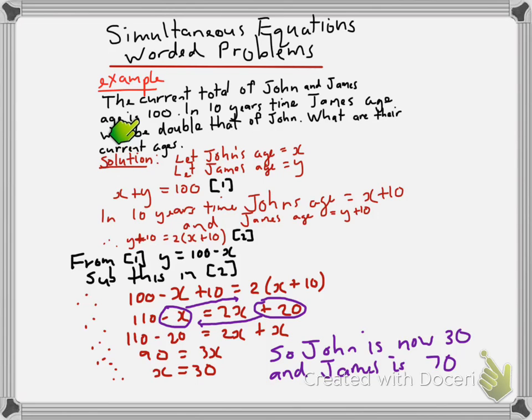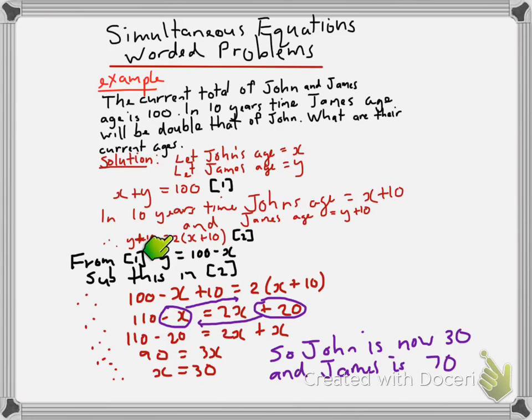Alright, let's just go back to the original part of the question. The current total of their ages is 100. We don't know what their ages are, so we're going to let John's age equal x, and we'll let James' age equal y. So our first equation is that their ages add up to 100 at the moment. So x plus y is 100. Okay, what about in 10 years' time? Well, in 10 years' time, John's age won't be x anymore. It'll be 10 years older than x. So in 10 years, John's age is x plus 10, and likewise James's age will be y plus 10.